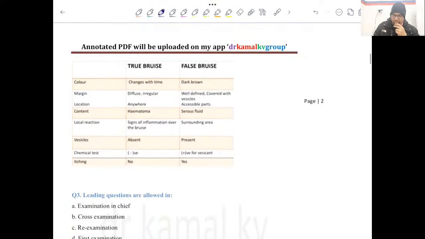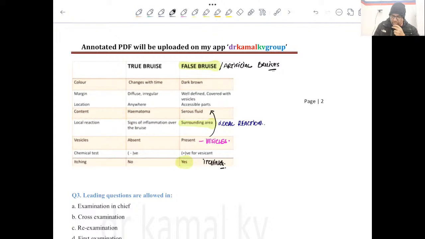Whenever an artificial bruise is produced, there are certain features of irritation. So if we talk about a false bruise, which is actually an artificial bruise, there will be features of irritation, namely a local irritative reaction, and because of irritation there will be itching. So itching is present here. Clear? And then there may be vesicles, which contain serous fluid, right? And usually the areas are the ones which are easily accessible for inflicting those artificial bruises.